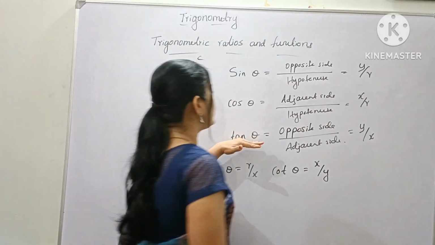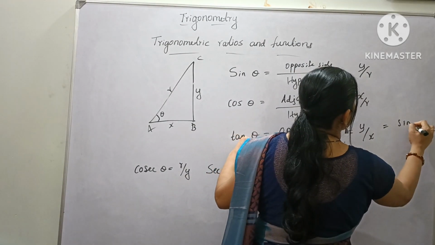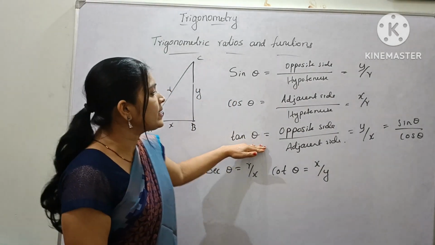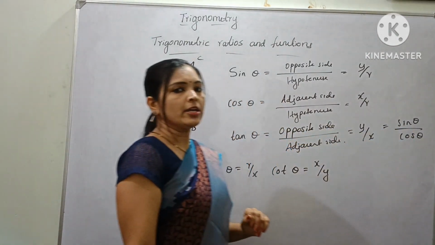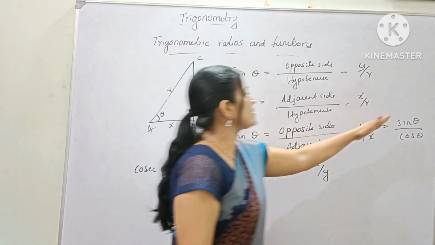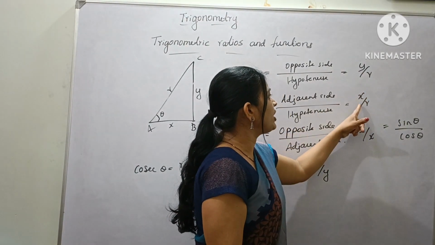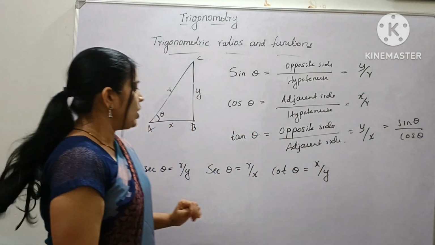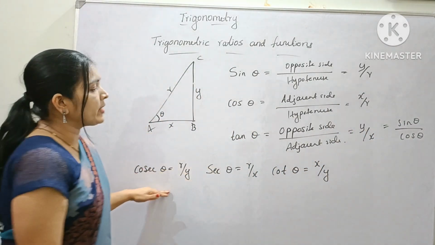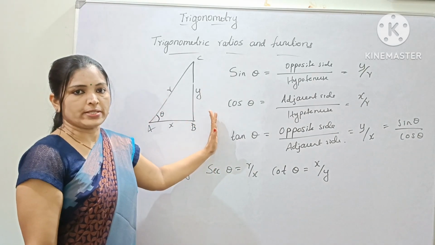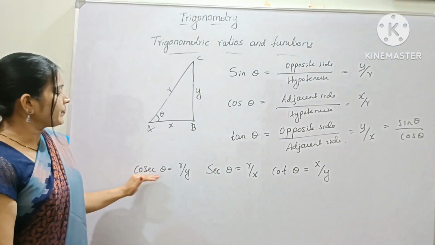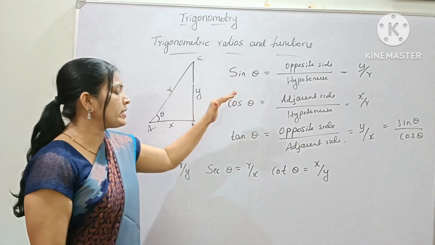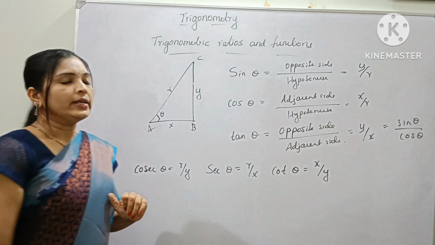Remember, tan theta is nothing but sine theta divided by cos theta. Sine theta by cos theta, y by r divided by x by r, the r cancels, so you will get y by x. So these three are the reciprocal functions of those three functions: cosec theta is the reciprocal of sine theta, sec theta is the reciprocal of cos theta, cot theta is the reciprocal of tan theta.